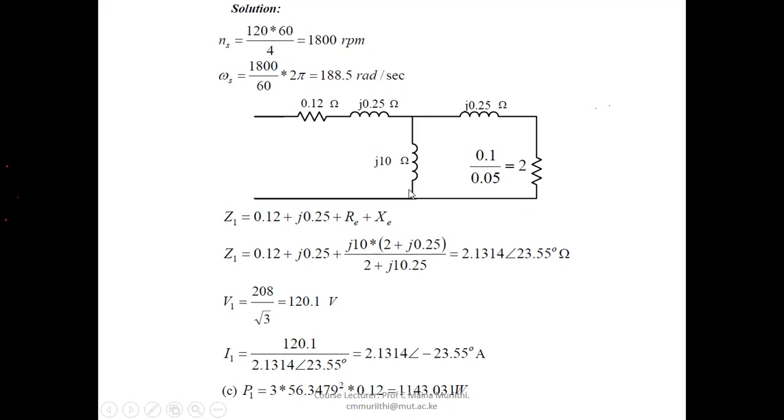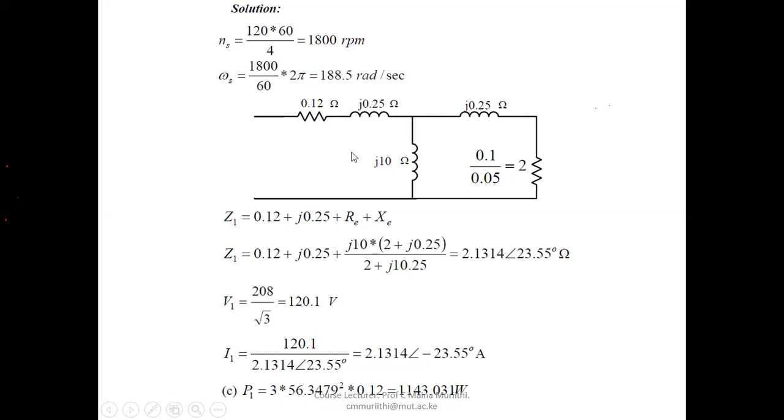So first we can get Z1 or Z total, which will be now this plus this in parallel to this, as indicated. So once we have the EMF, the impedance, and we know the voltage, remember this is a 3-phase machine, so 208 over root 3 to change to phase voltage. So this over this should be, usually there's a mistake here, this should be 56.3494, and this angle.